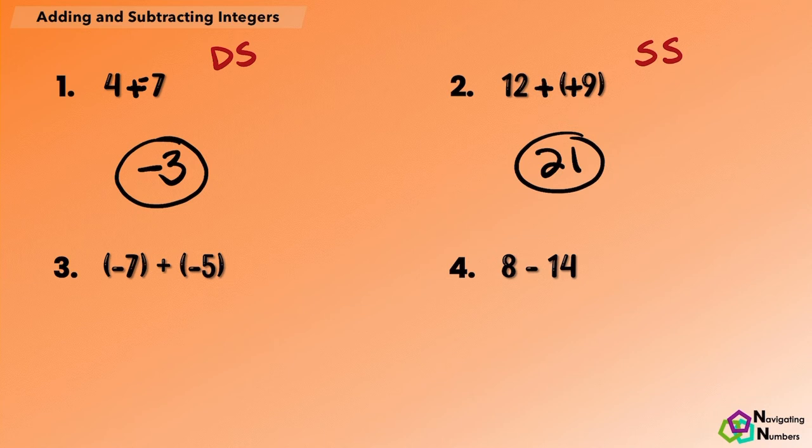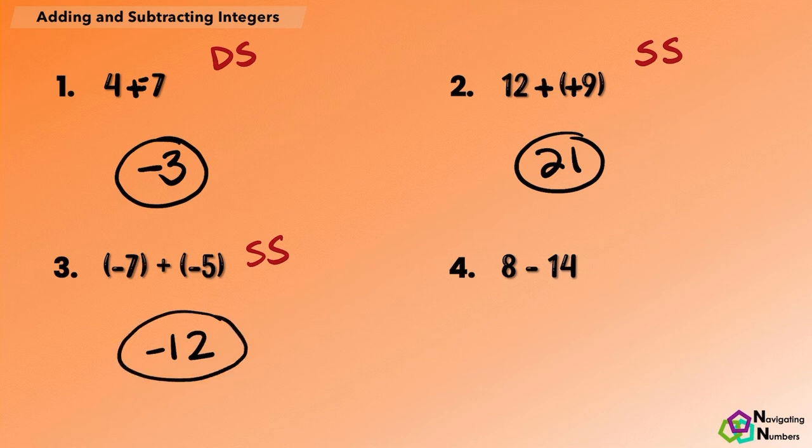Number 3, we have negative 7 plus negative 5. So here we're adding. You have two negative integers. So these are same sign. So same sign, add and keep. 7 plus 5 is 12. And because they're both negative, we keep the common sign. So our answer is negative 12.